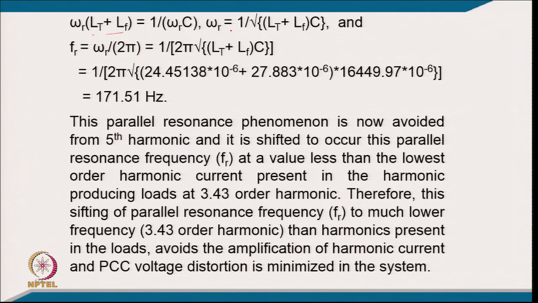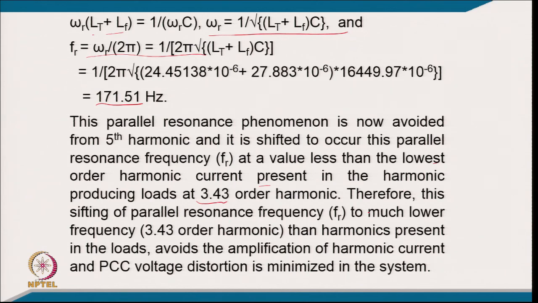we get the resonance frequency, and this resonance frequency in hertz is now 171.57. So, in place of the fifth harmonic, it is now reduced to typically this order of frequency. The parallel resonance phenomenon is avoided at the fifth harmonic and shifted to occur at a value less than the lowest order harmonic present in this harmonic producing load, at the 3.43 order of harmonics. Earlier it was the fifth harmonic, now it is reduced to this.